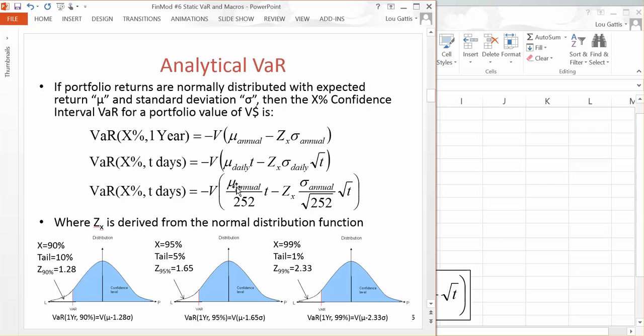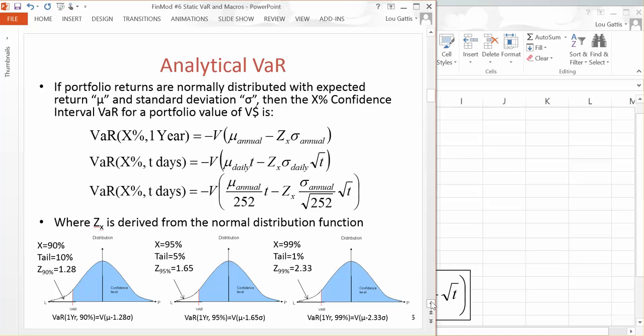We are given annual means, but we're looking for a T-day VaR. So we'll take the annual mean, divide by 252, which will be roughly the number of trading days in, say, equity markets. That'll give me a daily mean, multiply times T, minus Z standard deviation. I'll take my annualized standard deviation, divide by the square root of 252, that'll give me a daily standard deviation, and then scale the daily standard deviation by the square root of T days.